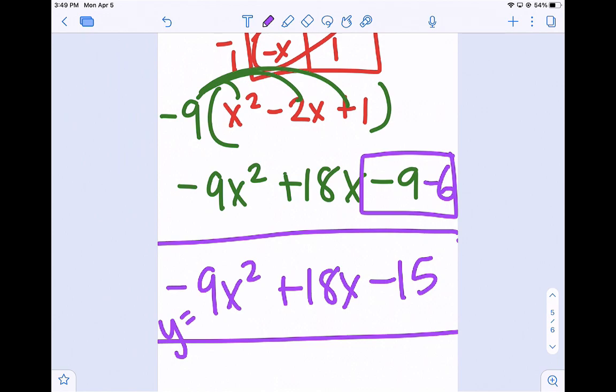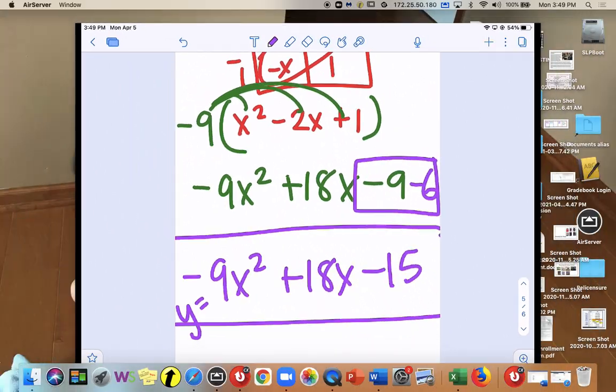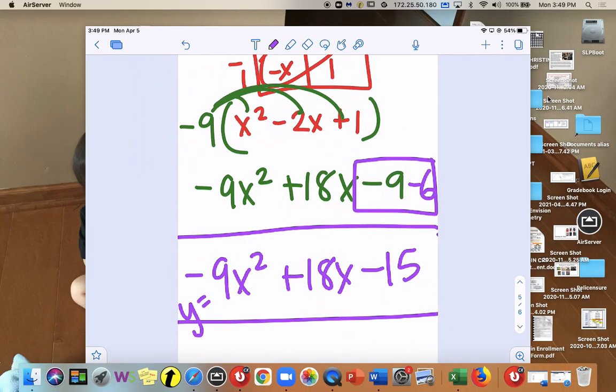So there's a bunch of just multiplying and combining like terms. And so your assignment will be to finish the Delta Math. Again, there's going to be 5 more factored form and 5 more vertex form for you to finish for tomorrow.